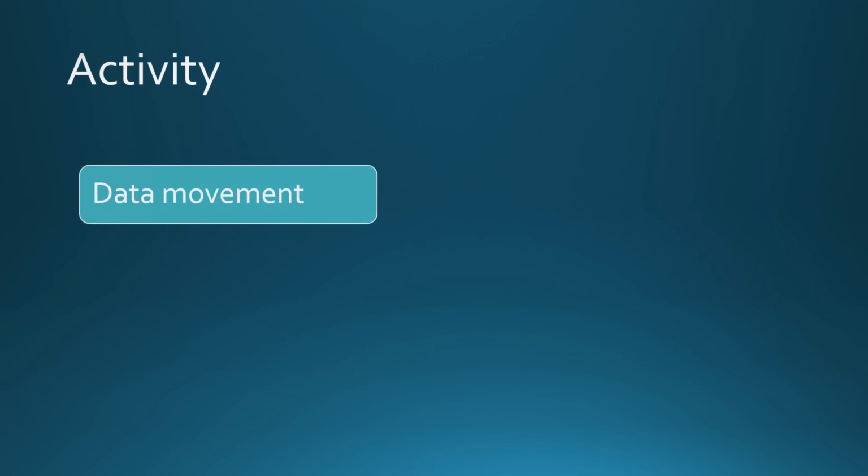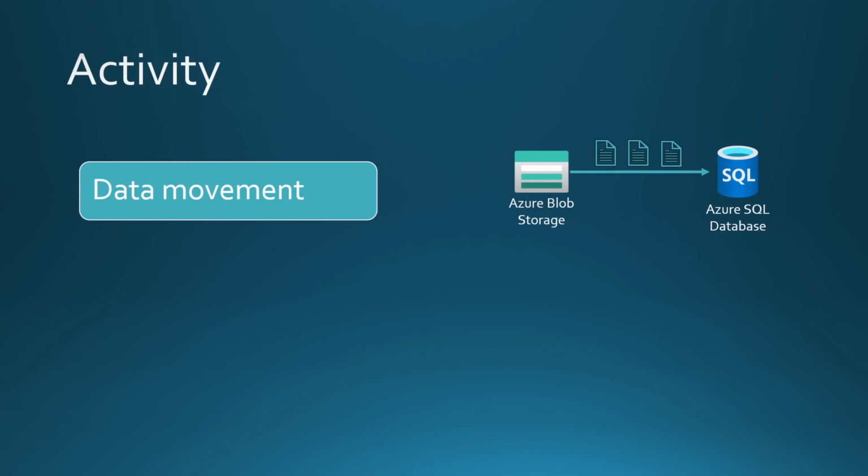Activities can be roughly divided to 3 different categories. First category is data movement activities. These are basically your copy data activities that copy data from one data store to another data store.